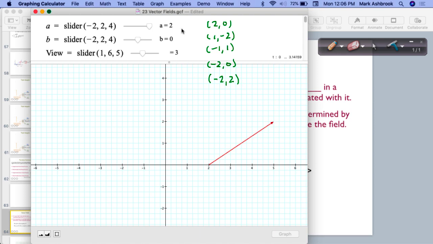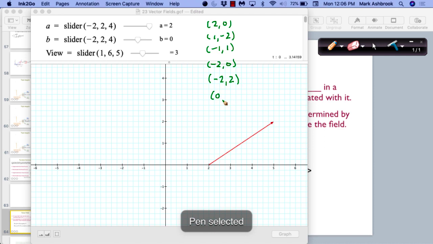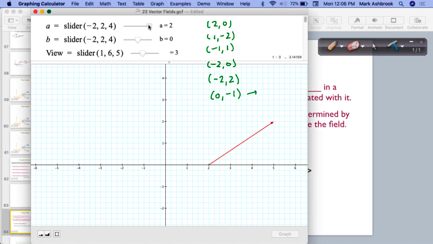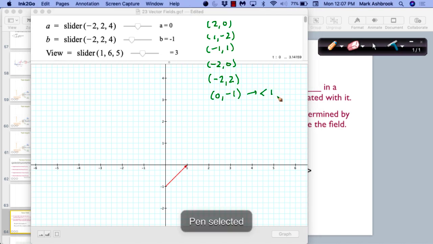All right, I'll give you one more. Or let me ask, what do you think 0, -1 should be? Anyone have a guess? What do you think 0, -1 should be? It should be 1, 1. He wants 1, 1. If I do 0, -1, he's right.